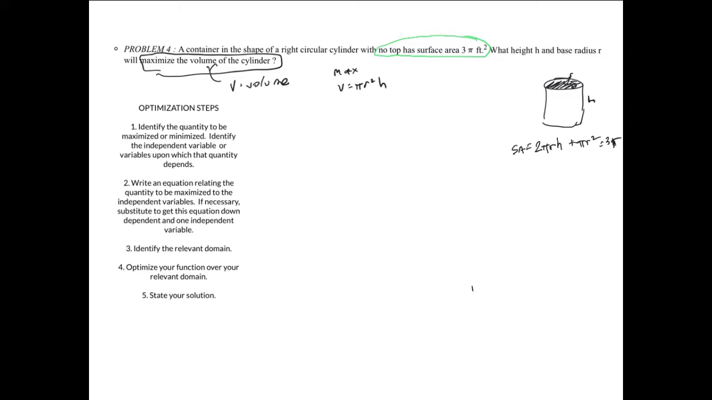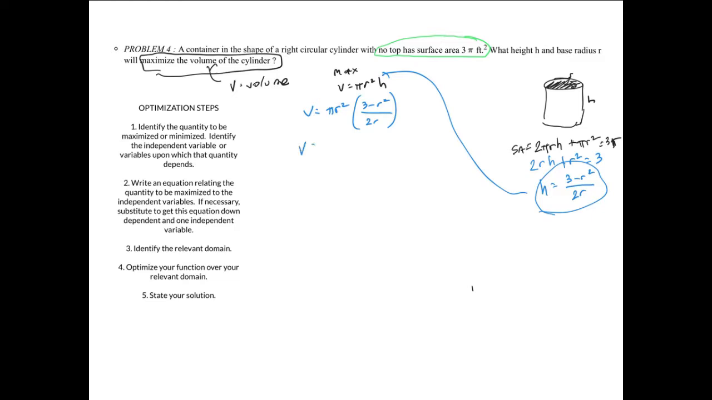So I'm going to take this, I'm going to divide everything by pi to make it prettier to start with. And then I'm going to solve for h. And when I solve for h, I believe it's going to be 3 minus r squared over 2r. And that is going to get substituted in for that h there. So I get volume equals pi r squared times 3 minus r squared all over 2r. And I would simplify that before I go on.